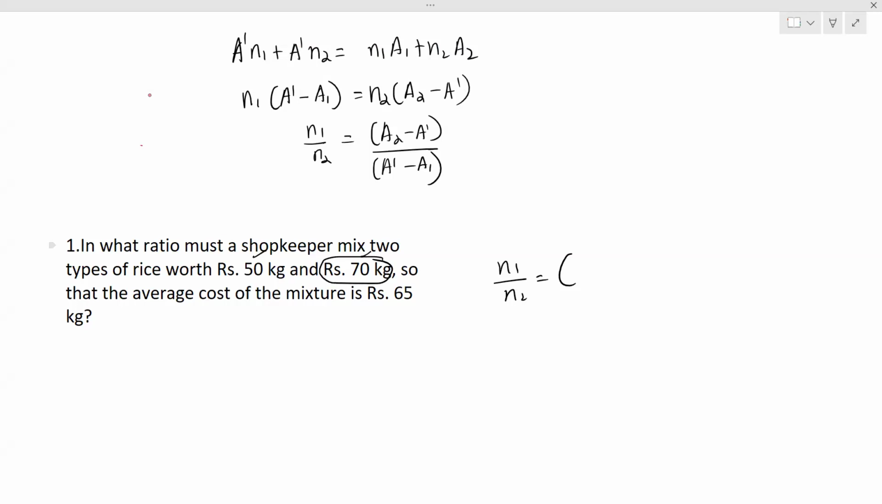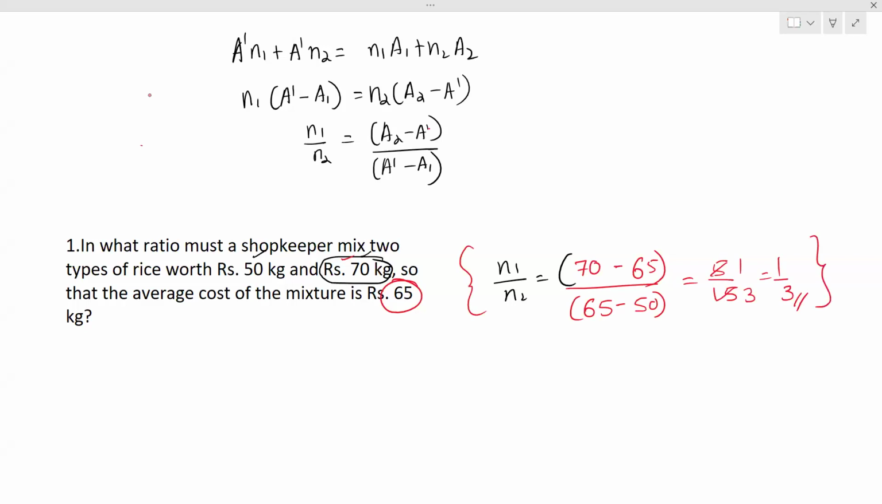The price of rice 2 is 70 minus A dash, the combined average, which is 65, divided by A dash, the combined average 65, minus the cost of rice 1, which is 50. That gives me 5 upon 15, which is nothing but 1 is to 3. In what ratio should they be mixed? They should be mixed in the ratio 1 is to 3.